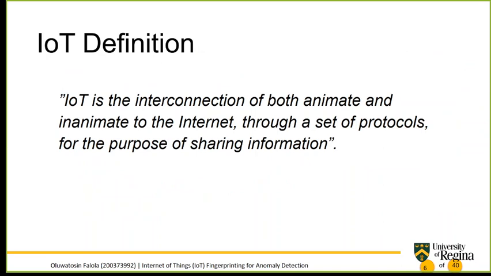What is an IoT? In 2011, David L. Brock and Kevin Ashton came up with the idea of the Internet of Things. They are the first people that coined the word IoT, and there have been a lot of definitions around IoT. But today I'm going to say that IoT is defined as the interconnection of both animate and inanimate things to the internet through a set of protocols for the purpose of sharing information. The major essence of the Internet of Things is sharing information, and it could be between human to human, human to thing, thing to thing, and thing to things.